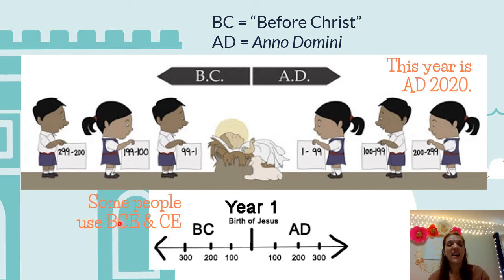Unfortunately, lastimosamente, people use these when they don't want to use BC and AD because they don't want to recognize Jesus Christ in history, okay? But sometimes you'll see BCE for BC and CE for AD, just in case you want to know what that means. So, again, 400 BC means 400 years before Christ. AD 2020 means 2020 years after the year of Christ, okay, when he was living here on the earth. Okay, cool, right?